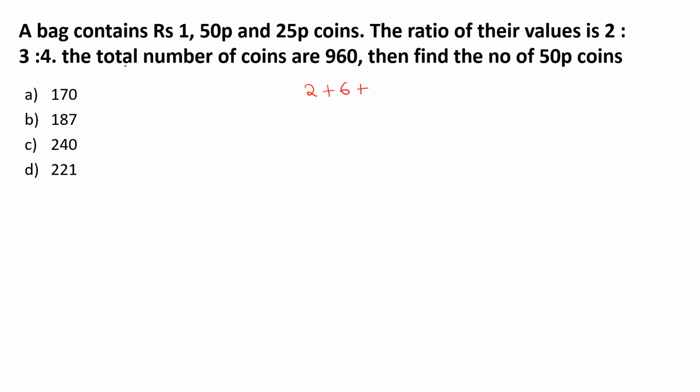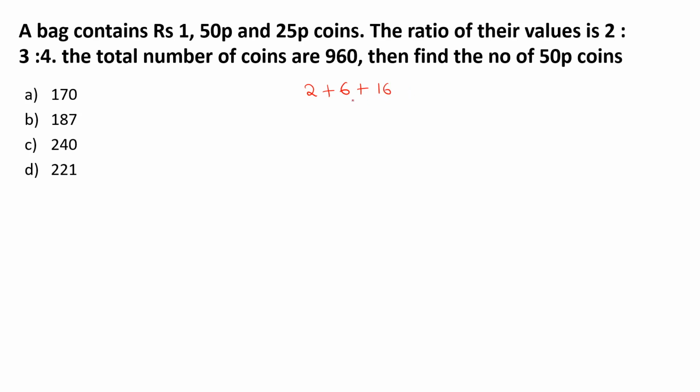In the same way, to get 4 rupees, we need 16 25 paisa coins. 4 25 paisa coins give us 1 rupee. To get 4 rupees, we need 16 25 paisa coins.